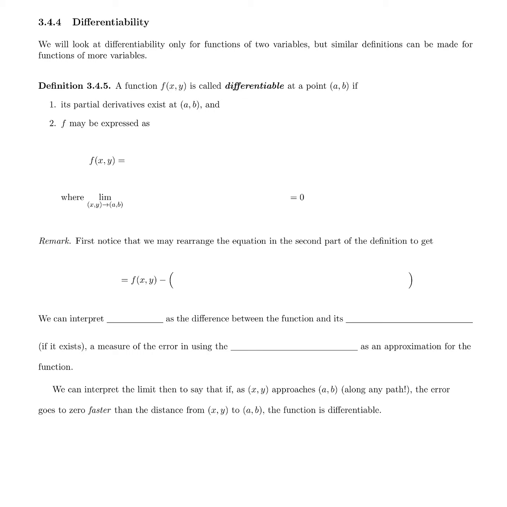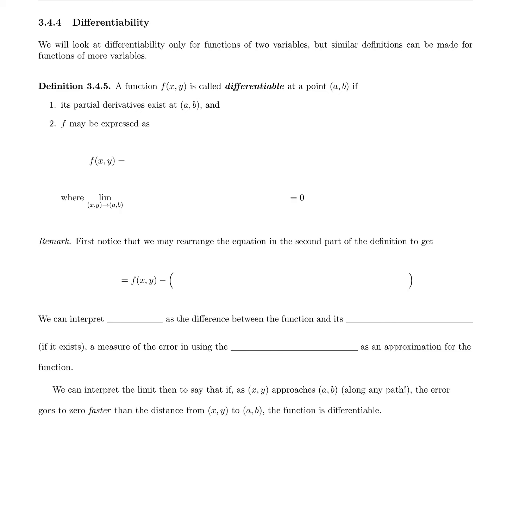In this video, we're going to begin section 3.4.4 on the differentiability of a function of two variables. Definition 3.4.5. A function f of x, y is called differentiable at a point (a, b) if two things. First of all, its partial derivatives need to exist at (a, b).